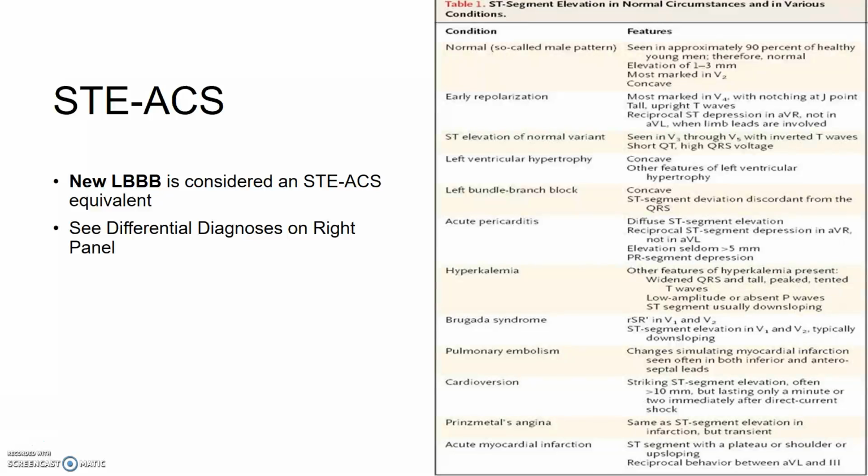With respect to ST segment elevation acute coronary syndromes, please note that a new left bundle branch block is considered an ST elevation equivalent. It is also important to note that there are several mimics or masqueraders that can appear similar to an ST segment elevation acute coronary syndrome. These also commonly present in multiple choice questions for your final exams. So please take a minute to review this panel on the right.